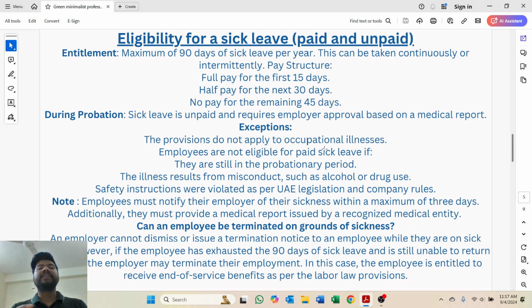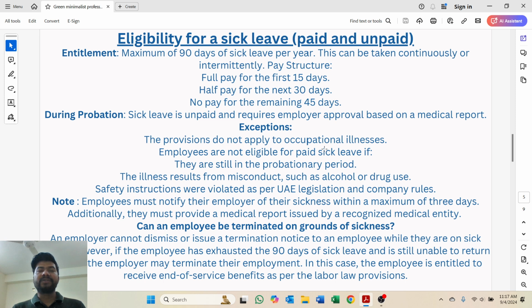Next is eligibility for sick leave. A maximum of 90 days of sick leave per year is available for employees working in the private sector of the UAE, which can be taken continuously or intermittently. The pay structure: for the first 15 days, you are fully paid. Half will be paid for the next 30 days. And the remaining 45 days will be without any pay.